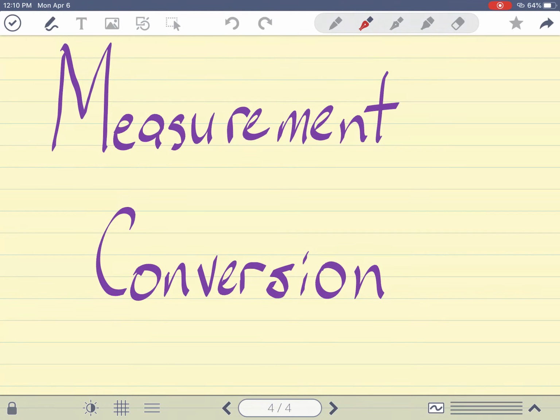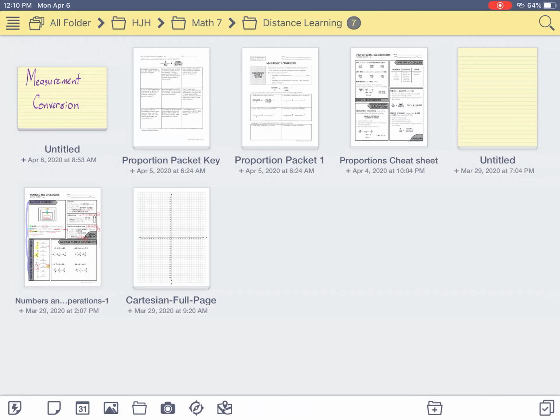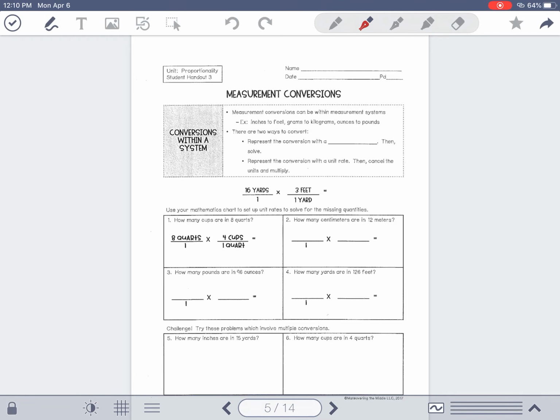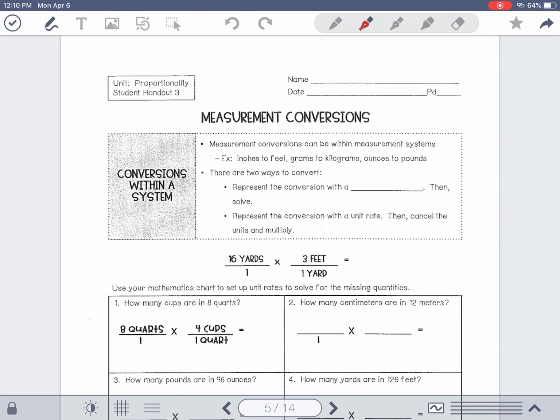Okay, now we're going to look at video 3. We're going to be talking about measurement conversion using proportions and ratios. All right, so we're going to go back to our packet. Okay, we're going to look at proportions with measurement conversions.